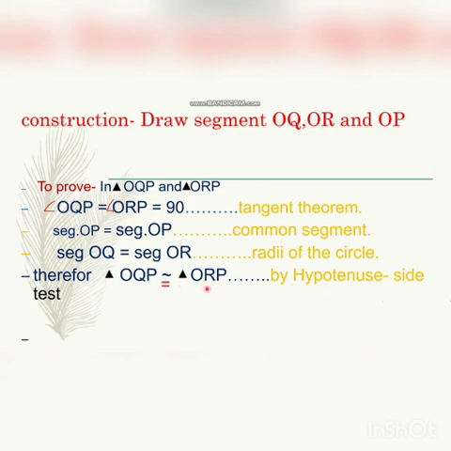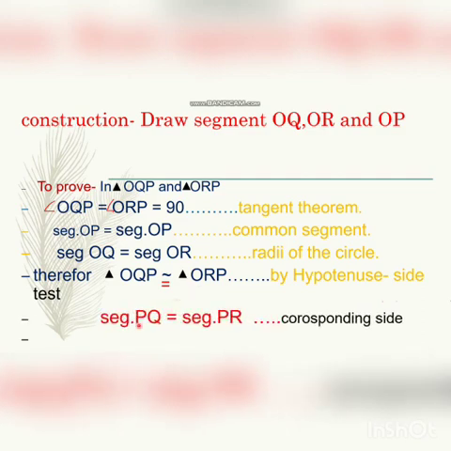If both triangles are congruent, then the remaining sides of this triangle, PQ and PR, are also congruent. So write down here: segment PQ is equal to segment PR.